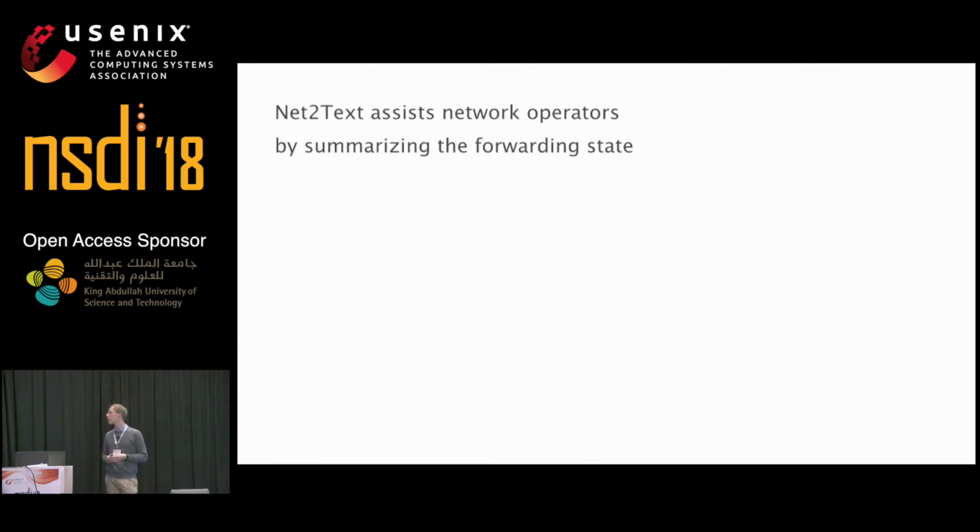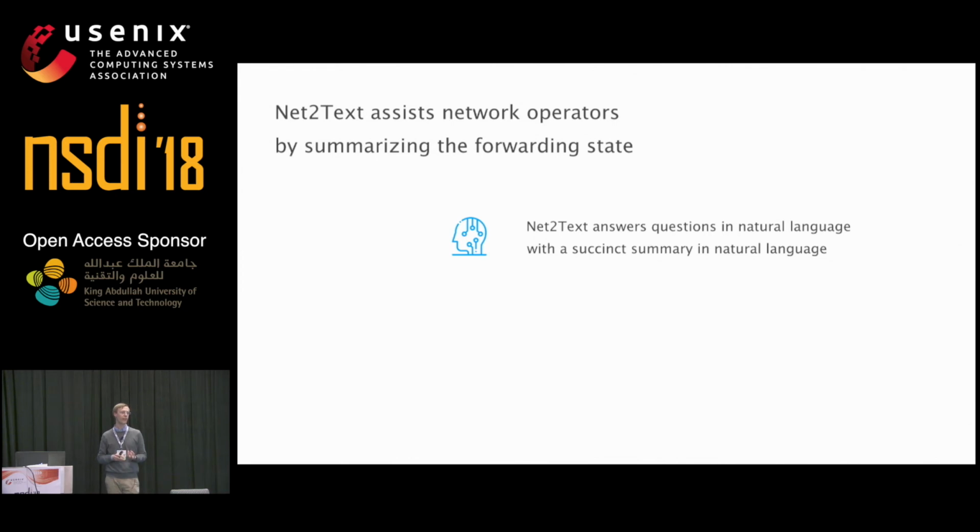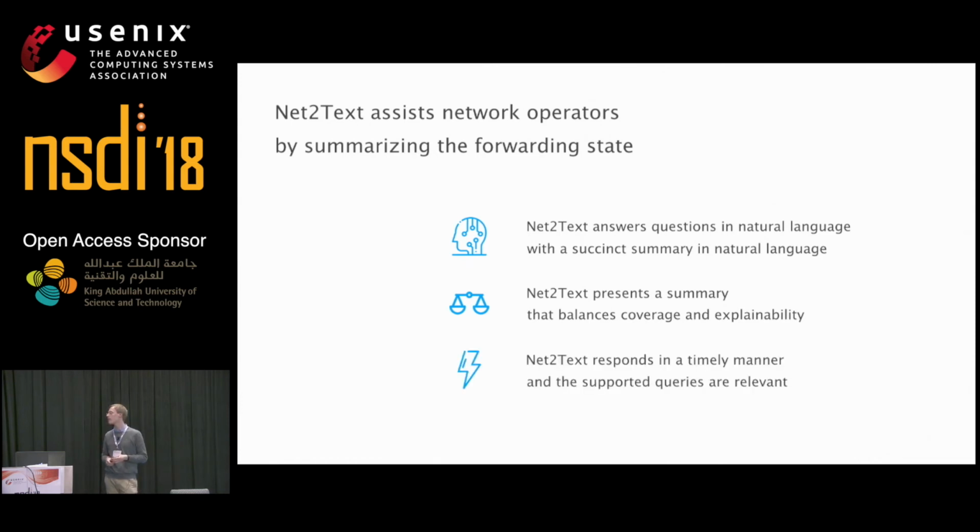So to conclude, I showed you Net2Text, a system which answers the operator's question about the network forwarding state. The answers which Net2Text provides try to balance the coverage, so the amount of data which is described in the answer, and the explainability, so the level of detail provided by the answer. And Net2Text does this in a timely manner.